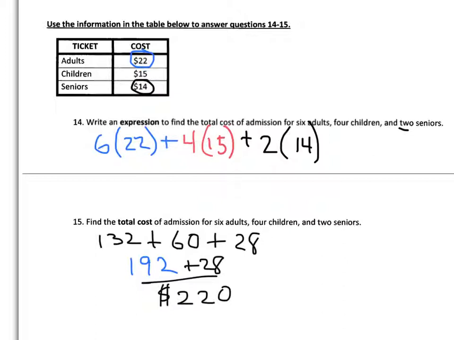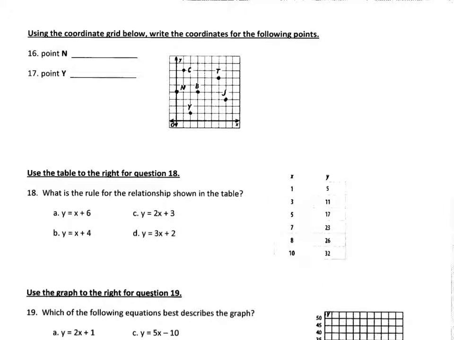$220. You'd want to rewrite that as a sentence, so your sentence would say the total cost of admission would be $220. All right, number 16. We're going to use the coordinate grid and try and identify some points. So our first point we have is point N.